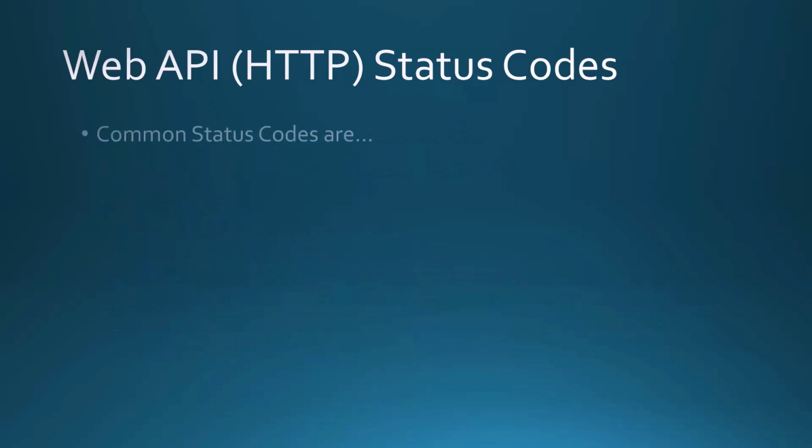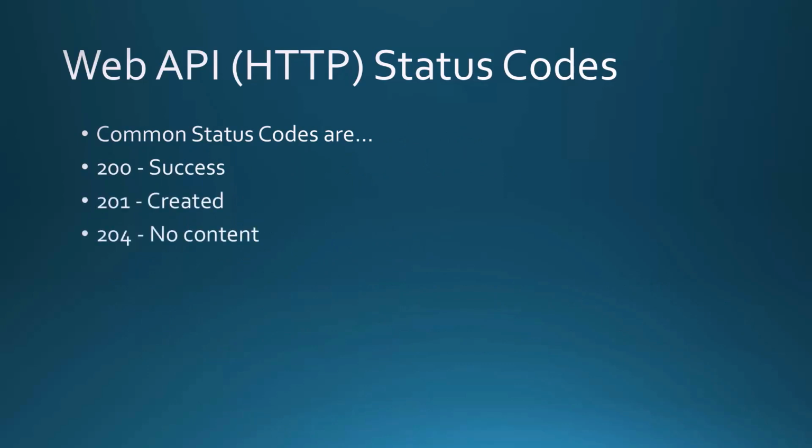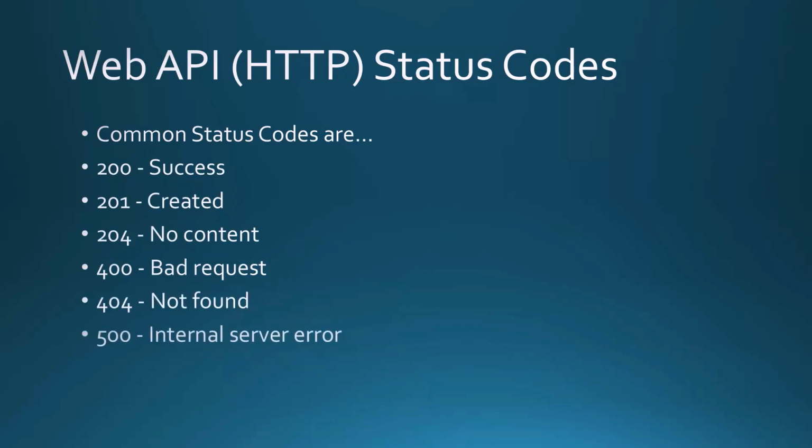Now, there are some common status codes that you're going to see more often than any others. 200, success. Hopefully you'll see that one all the time. 201, created. 204, no content. 400, bad request. And 404, not found. And hopefully you won't see this one too often, and that's a 500, which means something went wrong on the server side.